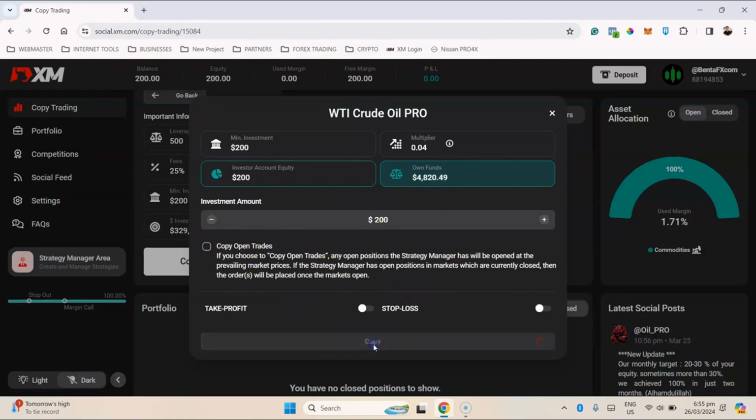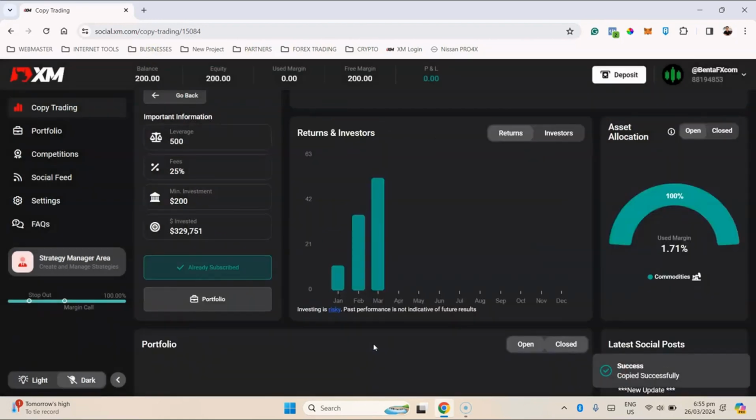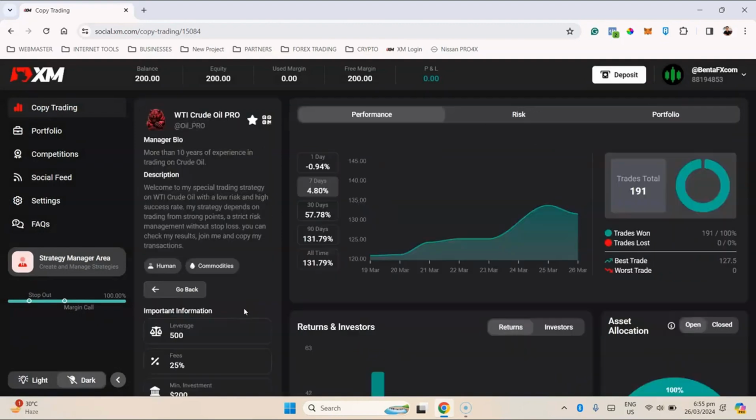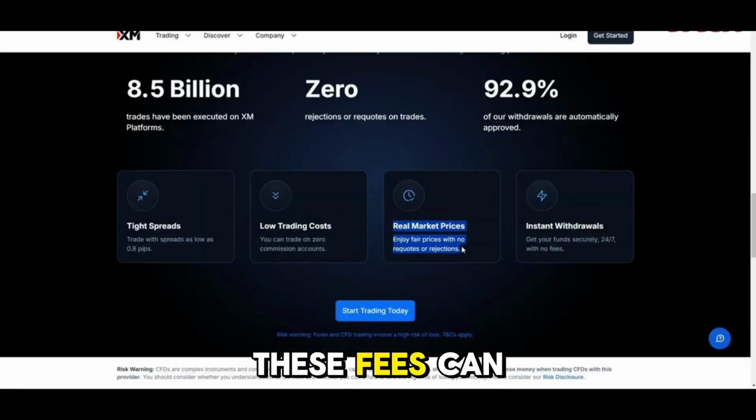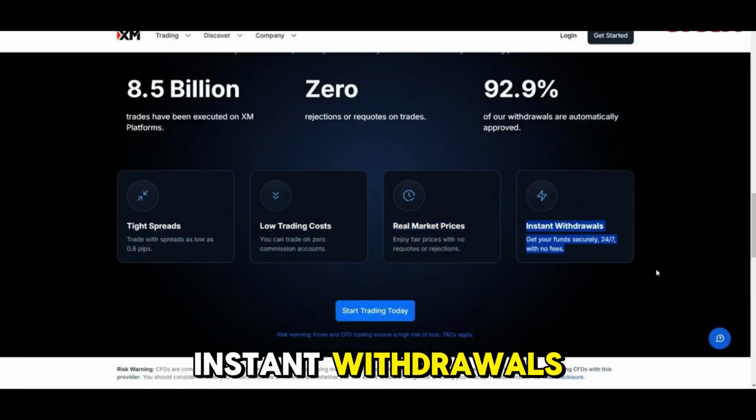3. Fees and commissions. While XM Global doesn't charge direct fees for using the copy trading feature, there are potential costs associated with the spread and commission on the trades made by the traders you copy. These fees can eat into your profits, especially if the copied trader is making a lot of trades.